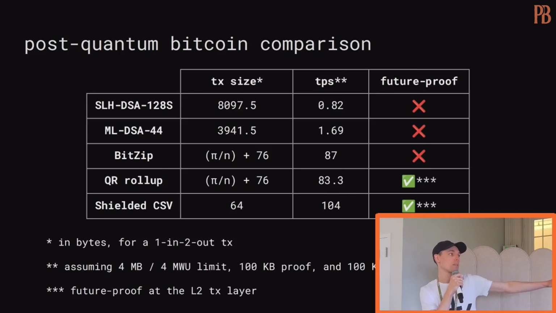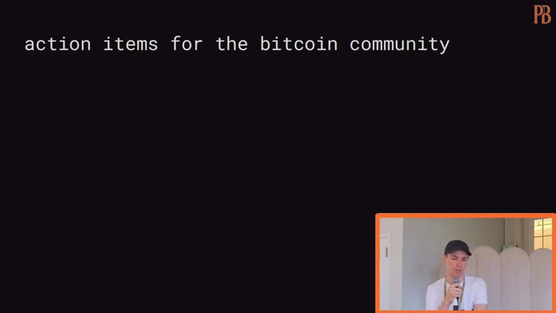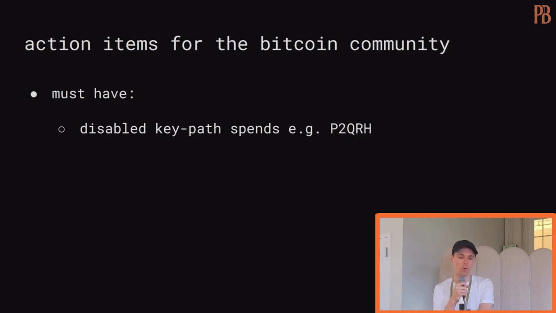Again, I'm going to be giving a presentation about BitZip later, so come back for that if you're interested in hearing about it. And so some action items that I would leave for the Bitcoin community, if this sounds interesting to you: in order to get all of these benefits that I'm talking about with quantum resistant rollups, we need to disable key path spends. For example, BIP360, I think, proposes to do this.